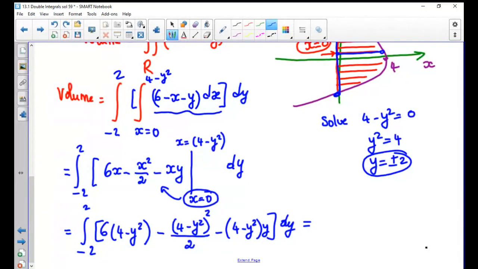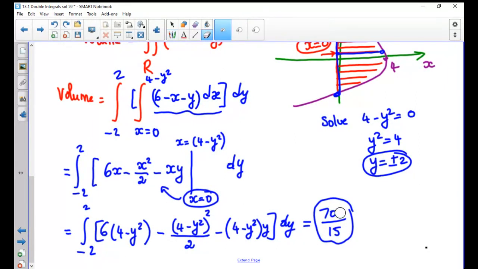And then you need to open all these brackets, simplify, integrate. I will just give you the final answer. It can be done. It's not a big issue here. You can complete it. Sorry, it's 704, not 5. 704. You can check this, please. 704 over 15 as the final answer of this calculation. Okay, so we stop here.